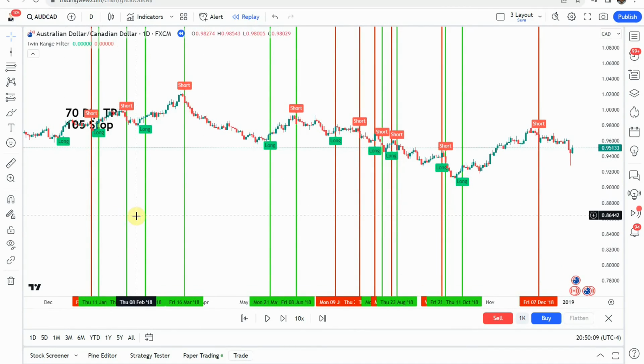So 1, 2, 3, 4, 5, 6, 7, 8, 9, 10, 11, 12, 13, 14, 15, 16, and 17. So we have 17 trades altogether, and we have 1, 2, 3, 4, 5, 6, 7, 8, 9, and 10 winning trades. And so unfortunately that barely misses the 60% criteria.